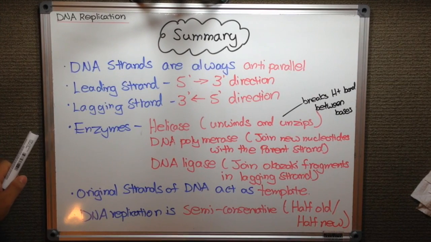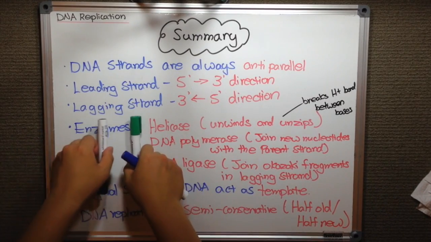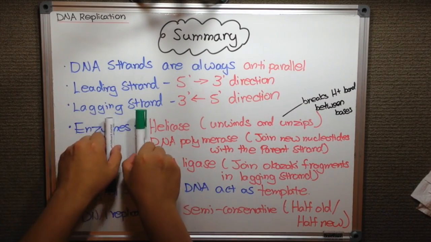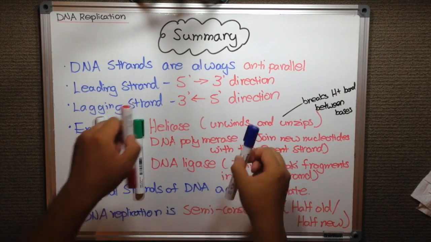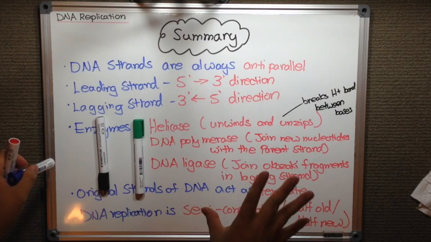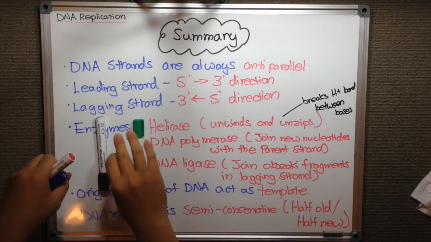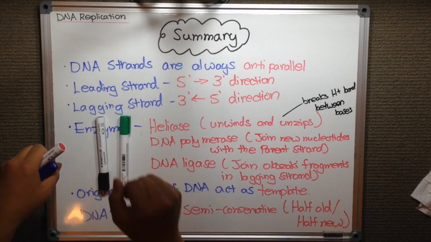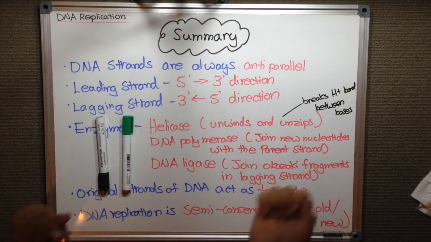Lastly, DNA replication is semi-conservative. That means the newly synthesized DNA strands will have half old, half new. Same thing over here, we have half old and half new. So it is semi-conservative, okay? Conservative just means old, but because there's a newly synthesized DNA strand with each of them, it's called semi, so half. Half old, half new.